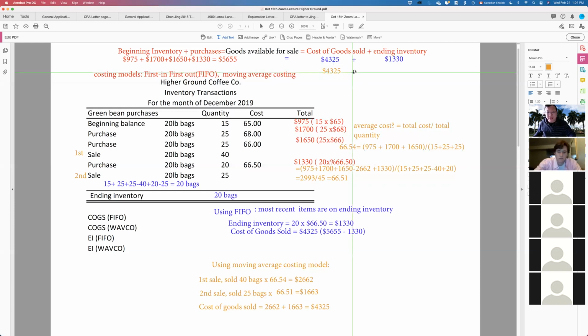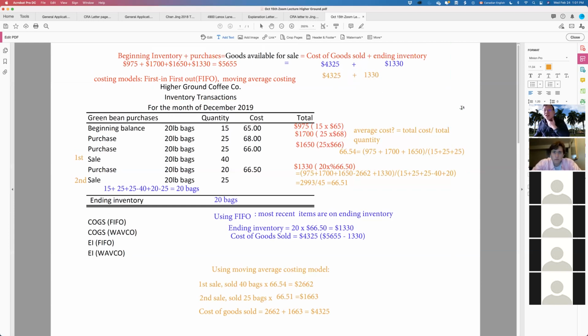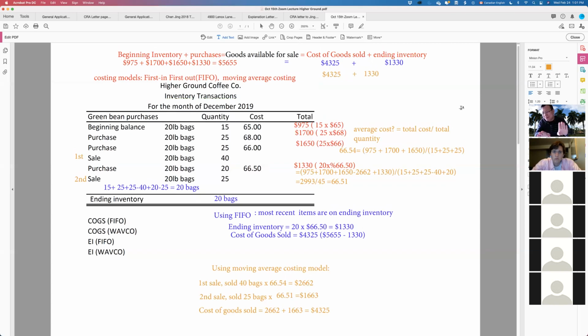So now my ending balance would be 5655 minus 4325. So that would be 1330. So in this particular question, the FIFO and the moving average cost method don't make any difference in terms of cost of goods sold and ending inventory. However, you can see the procedures in the calculation are completely different.